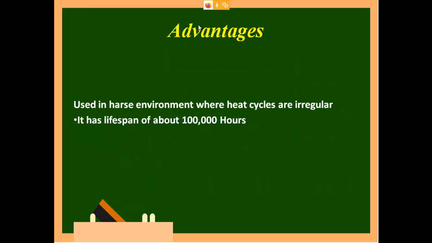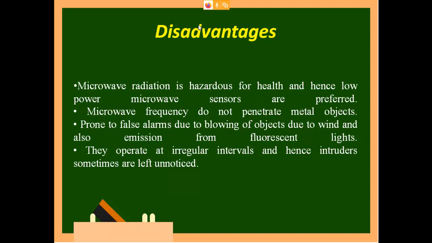Advantage: it can be used in harsh environments, which means even under any environmental condition we can use it to read. Even if the cycles are irregular, or you don't have a regular cycle, there is no problem with microwave. It has a lifespan of around 100,000 hours. But there are some disadvantages.